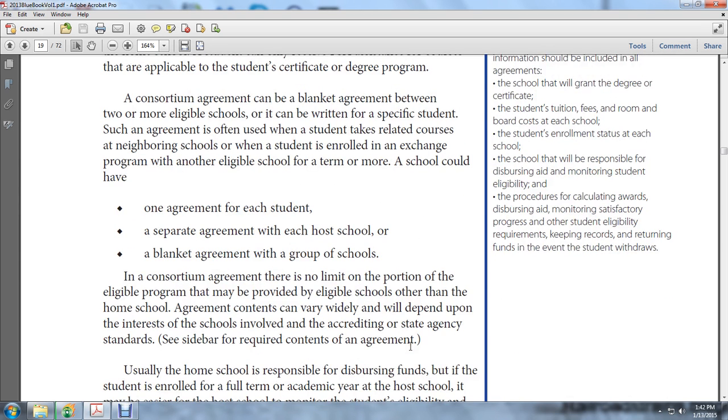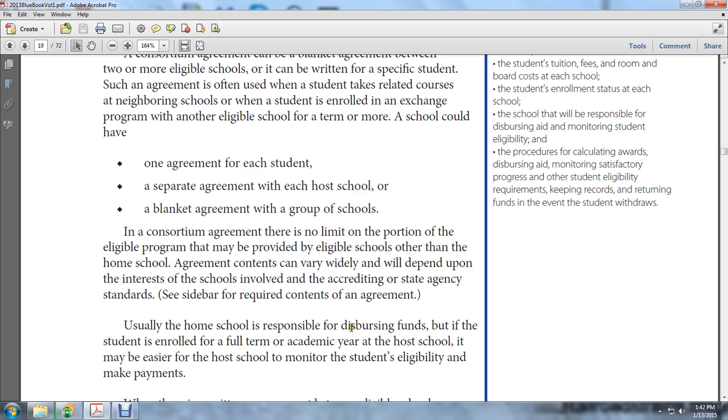Under a consortium agreement, there is no limit to the portion of the eligible program that can be provided by eligible schools other than the home school. The contents of the arrangements can vary widely, depending on the interests of the schools involved and accrediting and state agency standards. See the sidebar for the required contents of the arrangement.